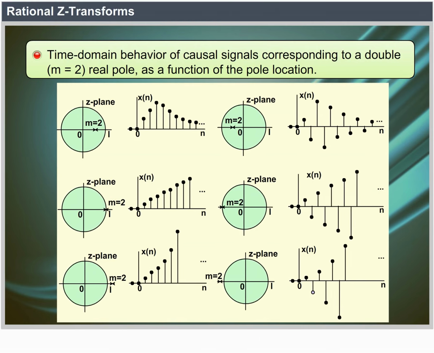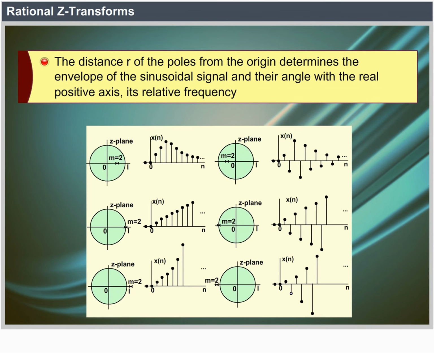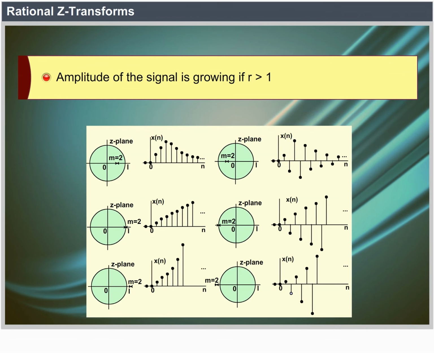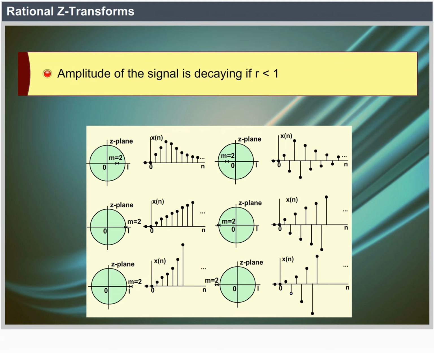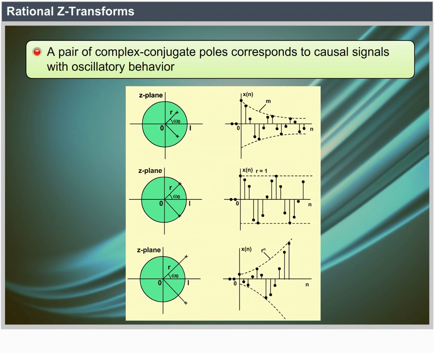The distance r of the poles from the origin determines the envelope of the sinusoidal signal, and the angle with the real positive axis its relative frequency. Amplitude of the signal is growing if r greater than 1. Amplitude of the signal is constant if r equal to 1. Amplitude of the signal is decaying if r less than 1. A pair of complex conjugate poles corresponds to causal signals with oscillatory behavior.